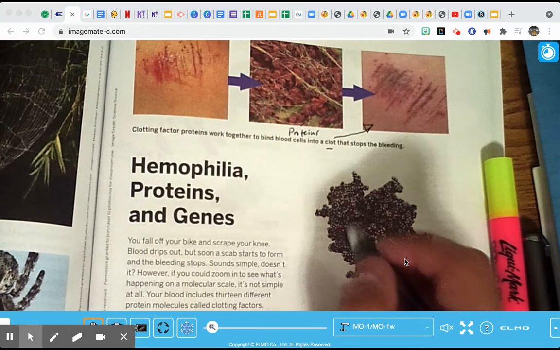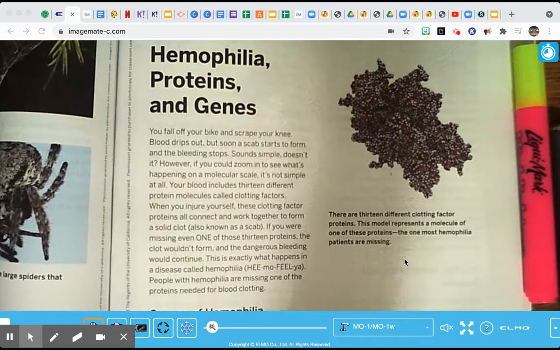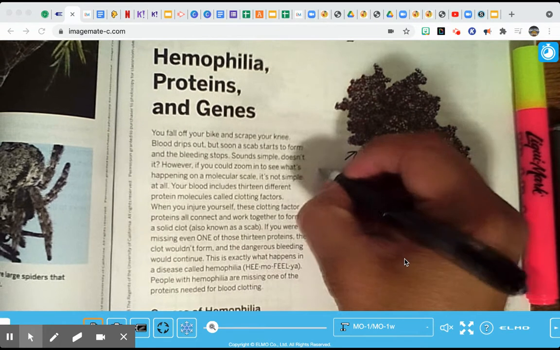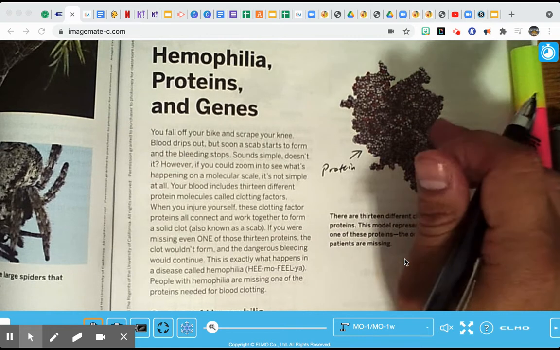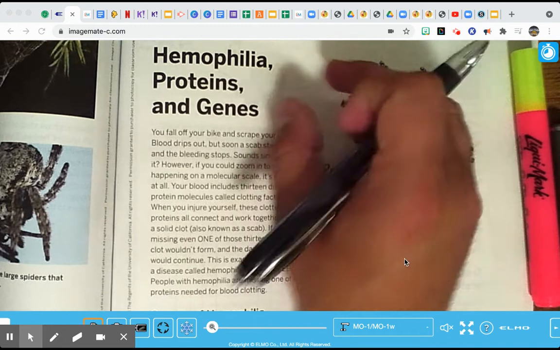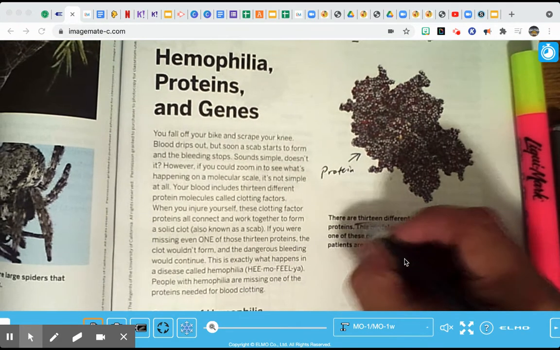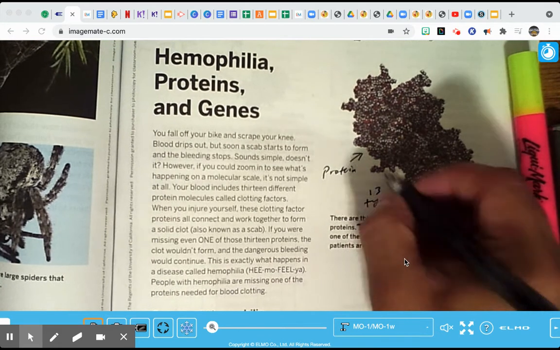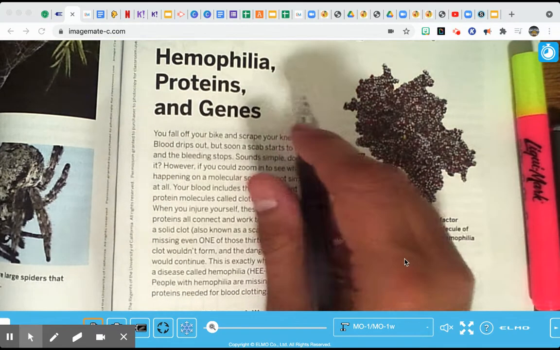And then we also have a protein here. There are 13. This is a protein. So we've been talking about protein, and this is a model, but it's a great representation of what a protein looks like. And as you can see here, there are 13 different types. And this represents one of 13.